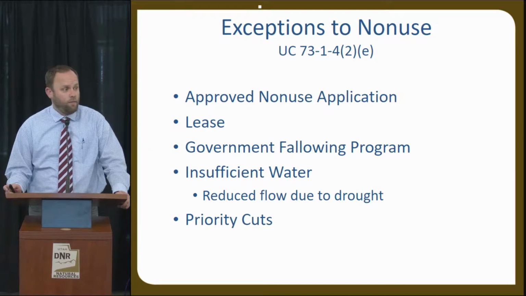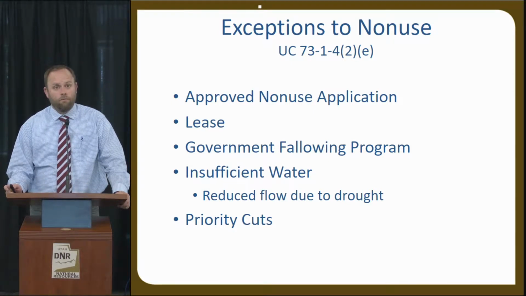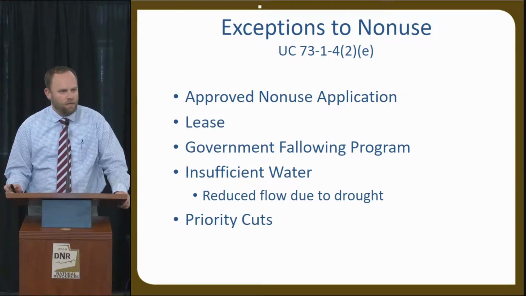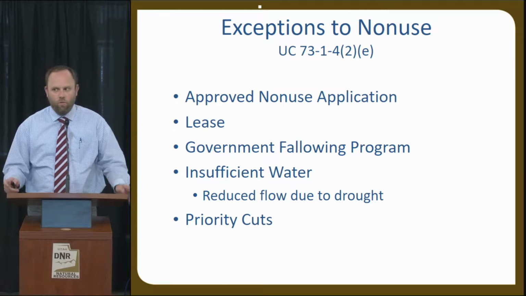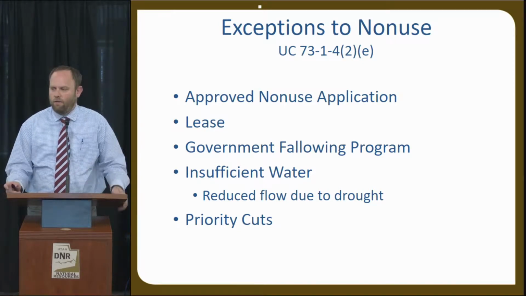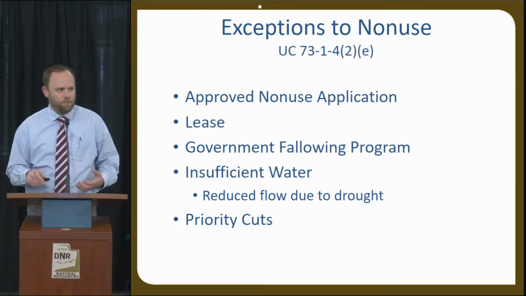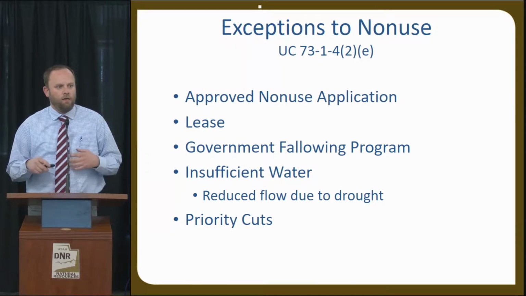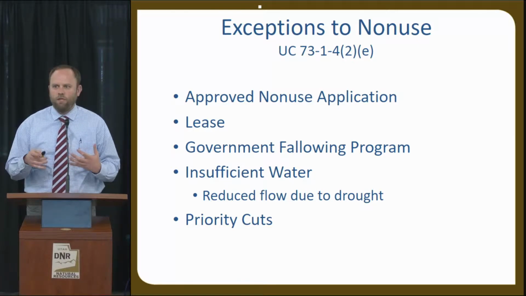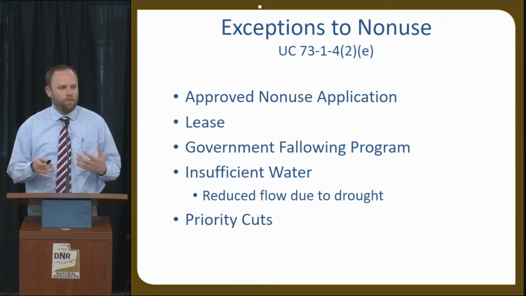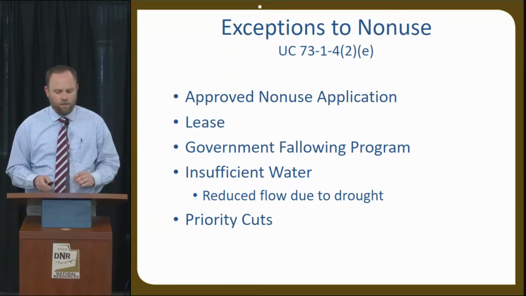Last year we had a pretty bad drought, right? This year looks to be pretty good, so we've all forgotten about that. But if you would have used the water if it had been available, but wasn't because of drought, then maybe your water right is protected from non-use. And related to that is priority cuts. This brings to mind a distribution system where we have a river commissioner. If you're cut by a priority date and for some reason you can't divert for a given period of time, then maybe you're protected from non-use.